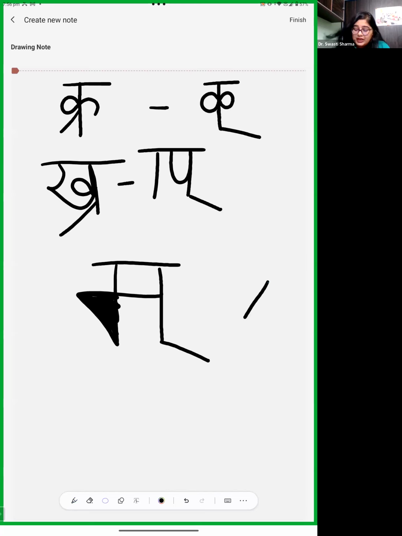Now we have to make Shri. Then what we will do? Like this. Okay. It will be like this. This is Shri. So if the matra is going to the left side, then it is the matra of i. But if it is going in the right side, it is the matra of ra. It indicates the full ra. So this is shra, ksha, tra, and the last one is gya.